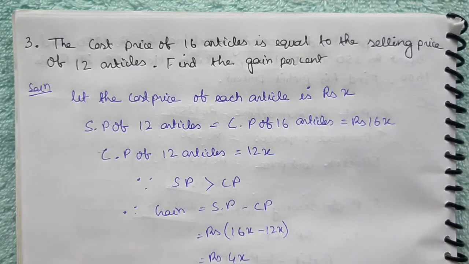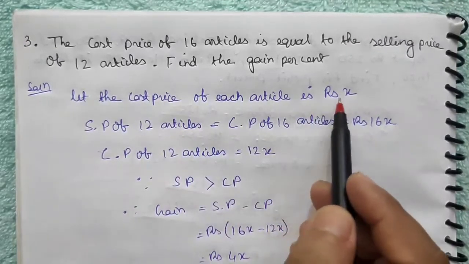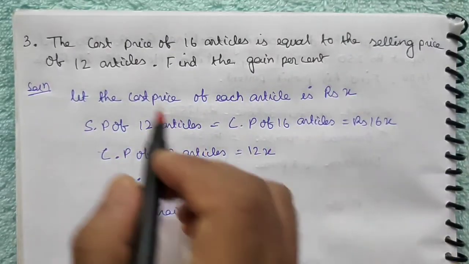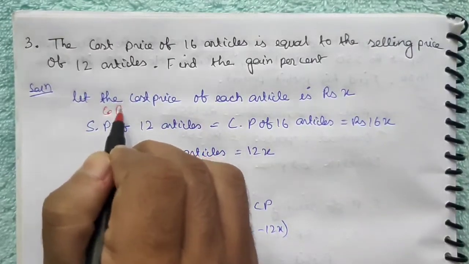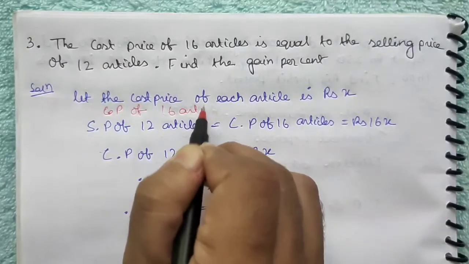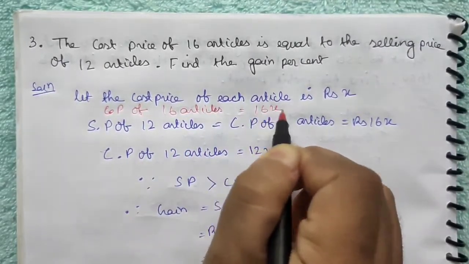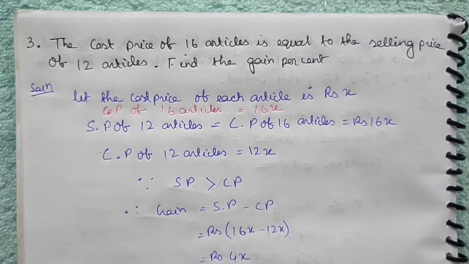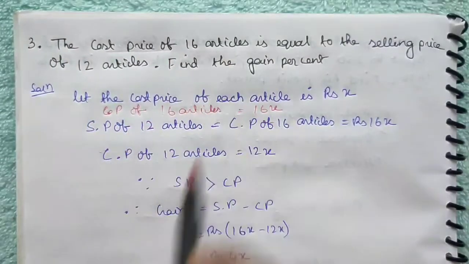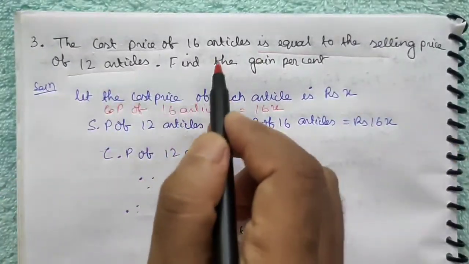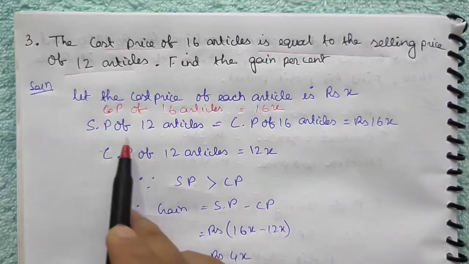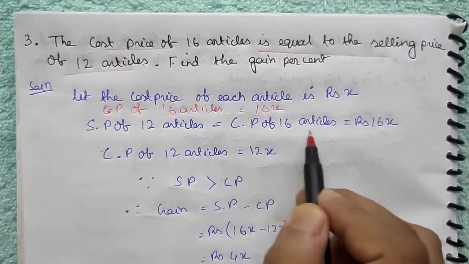Okay. So now the selling price will be what? The selling price of 12 articles will be how much? If you don't understand this line, let me write another line. The cost price of each article is rupees x, isn't it? So the cost price of 16 articles will be how much? CP of 16 articles will be 16x, isn't it? The cost price of one article is x, therefore the cost price of 16 articles will be 16x. According to the question, the SP of 12 articles is equal to the cost price of 16 articles.